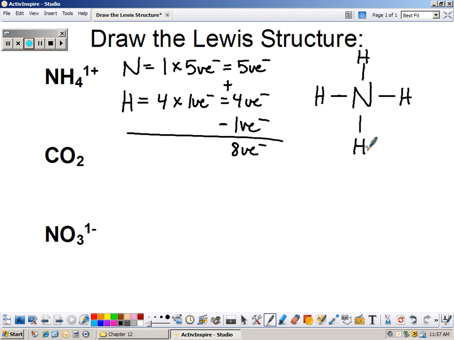Last thing though, because you have an ion, you have to show that your Lewis structure is an ion. So you do that by putting it in brackets and then putting the charge in the upper right hand corner. Okay, so this is ammonium, and that's a Lewis structure, and we're done. We'll try the other 2 Lewis structures in just a minute.